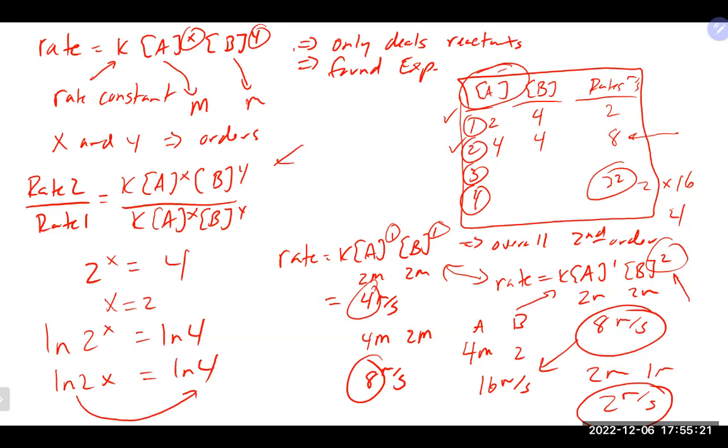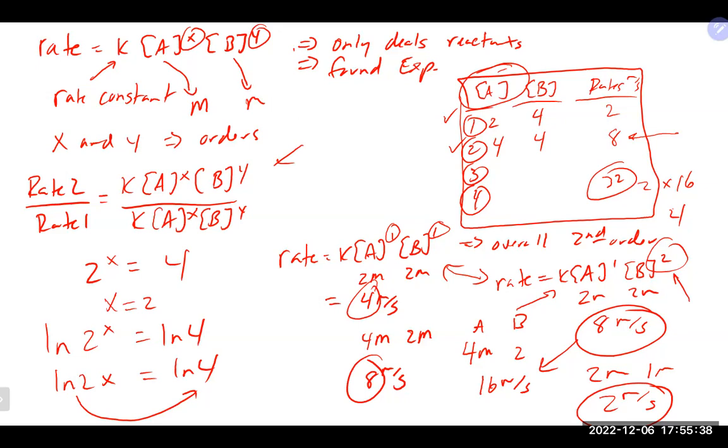But if you want maximum impact of either speeding it up or slowing it down, probably the one with a higher order would be the one that you would want to play with, because that's really the one that's going to be affecting the rate more than the one with the smaller order.